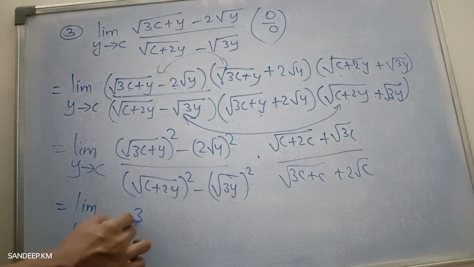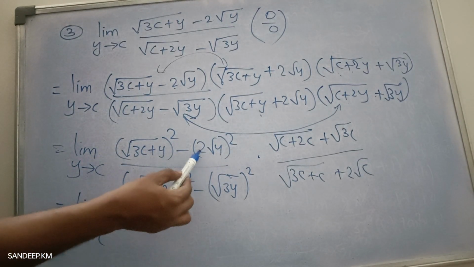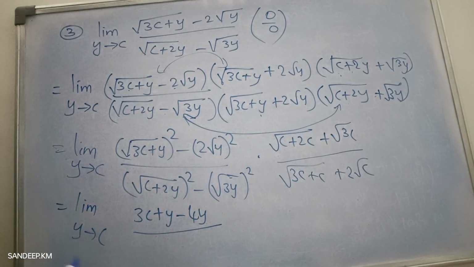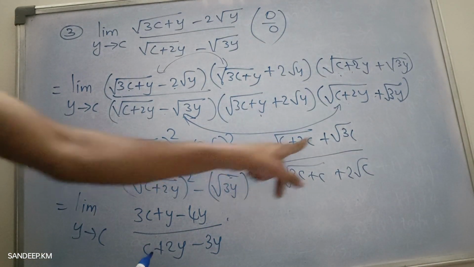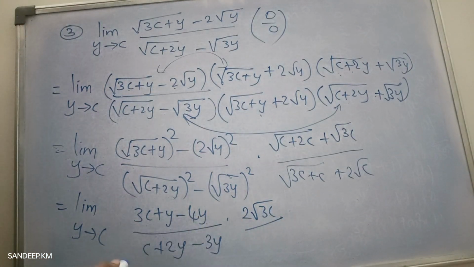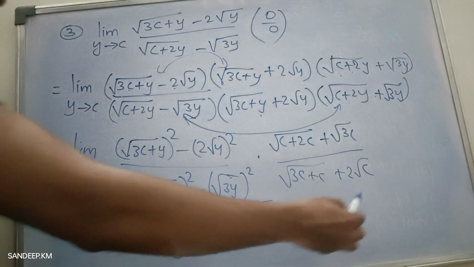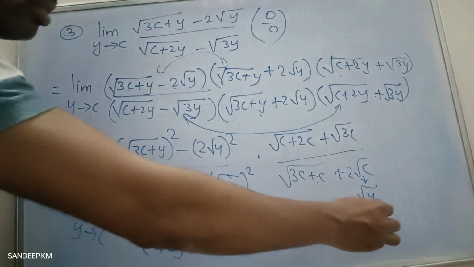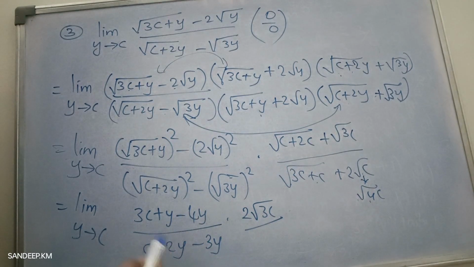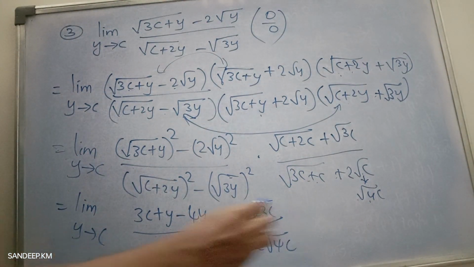You will get 3c plus y minus here 2 square is 4 and root y square is y, whole divided by the same story here. You will get c plus 2y minus 3y. And dear students, this is root of 3c plus root of 3c, 2 times root of 3c. And root of 4c plus, this is what, root of 4c only, because if 2 goes inside it becomes 2 square, which means 4. Root of 4c plus root of 4c is 2 times root of 4c.